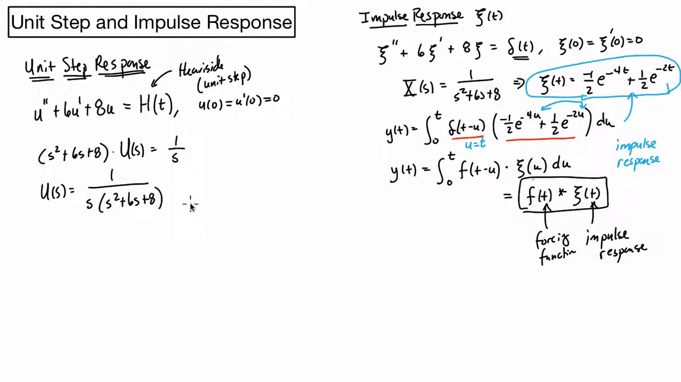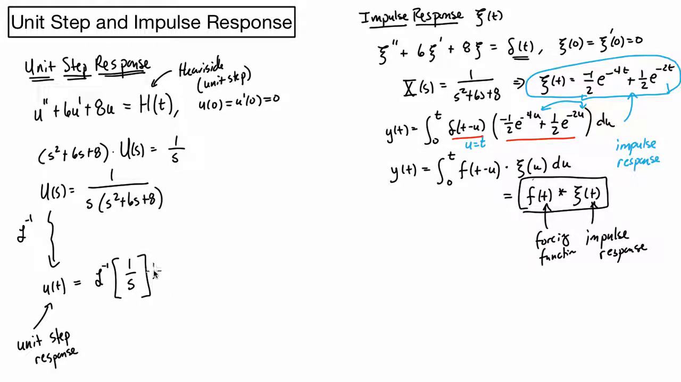Now, what I want you to recognize is that this is simply a convolution happening. In other words, if I take the inverse transform of this side, we know that that would be u of t, which we call the unit step response. And over here on the right-hand side, we have a convolution of the inverse transform of 1 over s, convolved with 1 over s squared plus 6s plus 8.